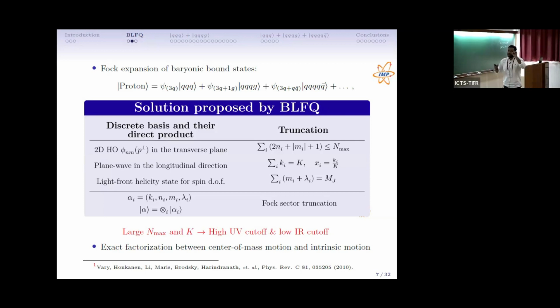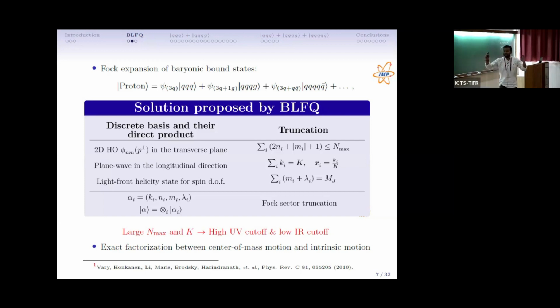If we identify one particle in the Fock space, we need 4 quantum numbers. First is the longitudinal quantum number, which we denote by k, and this n and m, these are the two harmonic oscillator quantum numbers, the principal quantum number and magnetic quantum number. And lambda is assigned for the helicity of this particle. Because there are a lot of particles in the Fock sector, the many-body state can be written in terms of a direct product of the single-particle basis states.